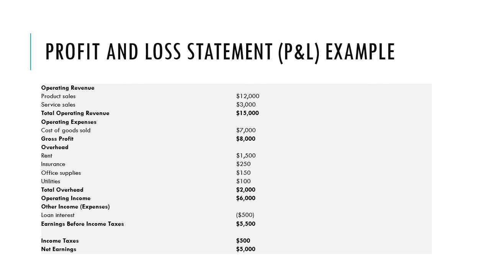Other income or expenses: loan interest, which is $500. Earnings before income tax is $5,500 after the operating income minus the other expenses. Income tax is $500, which causes the net earnings to be $5,000.